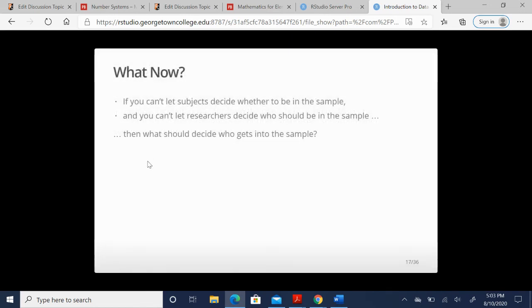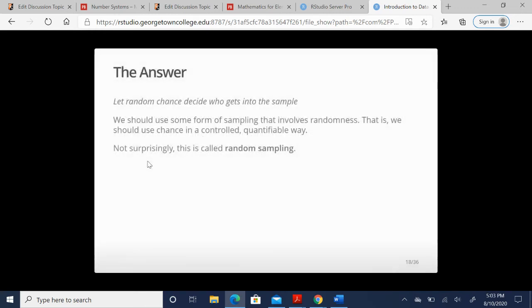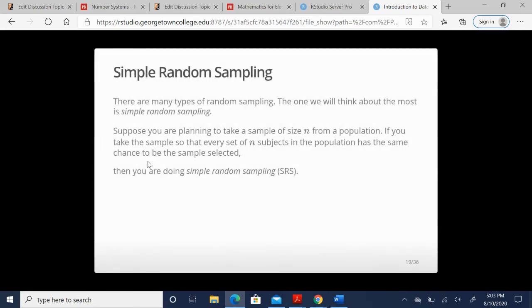So if you can't let the subjects pick and the researchers can't pick, who gets to decide and how do you handle this? The answer is random chance. Okay, you have to introduce some form of random sampling in order to have a valid, non-biased sample. Non-biased doesn't mean they have a strong opinion one way or the other necessarily. It just means that they would represent the entire population. Not surprisingly, we just call this random sampling.